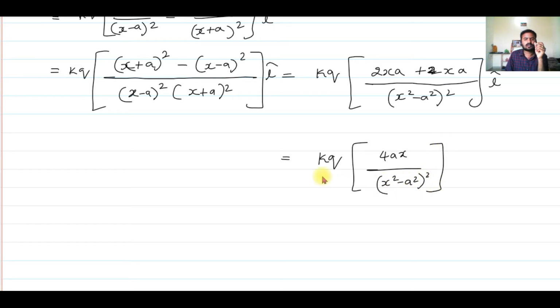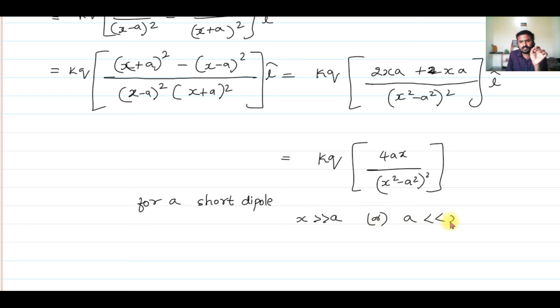Now I am going to tell you one important thing. Since the distance between two charges, that is the length of the dipole, is very small, a will be very small compared to x. For a short dipole, this is very important, you should write this: for a short dipole, x is very much greater than a, or in other words a is very much less than x. So if a is very less than x, then x square minus a square will approximately be equal to x square itself.